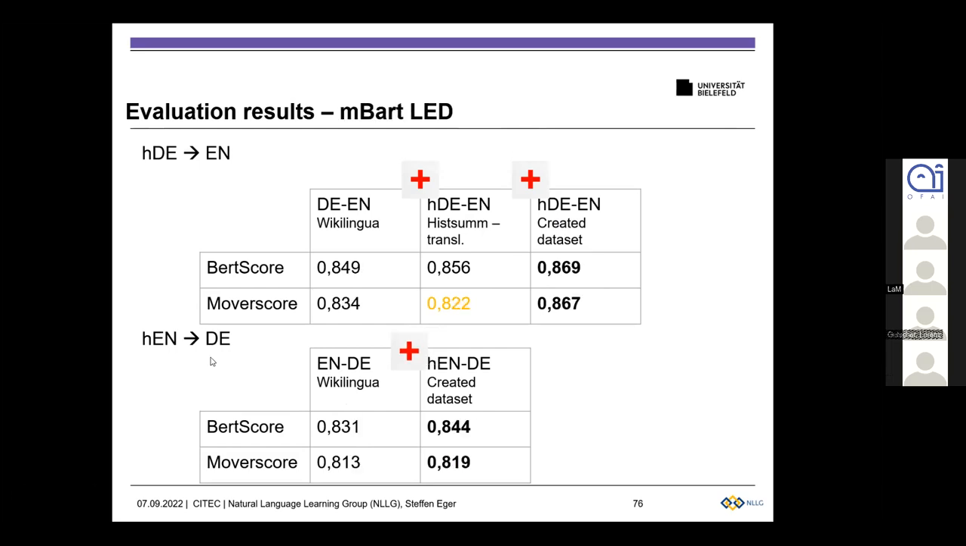Interesting also, we can now do the same for the mBART model that also has seen translation. What you see here is that all the numbers are becoming better. So apparently a model that has seen translation is performing better on this task, which also deals with translating from one language into another.